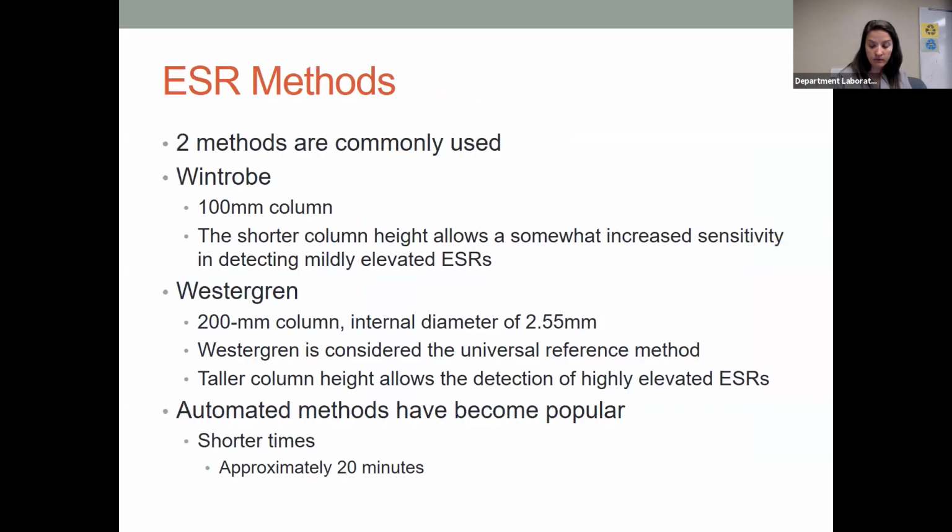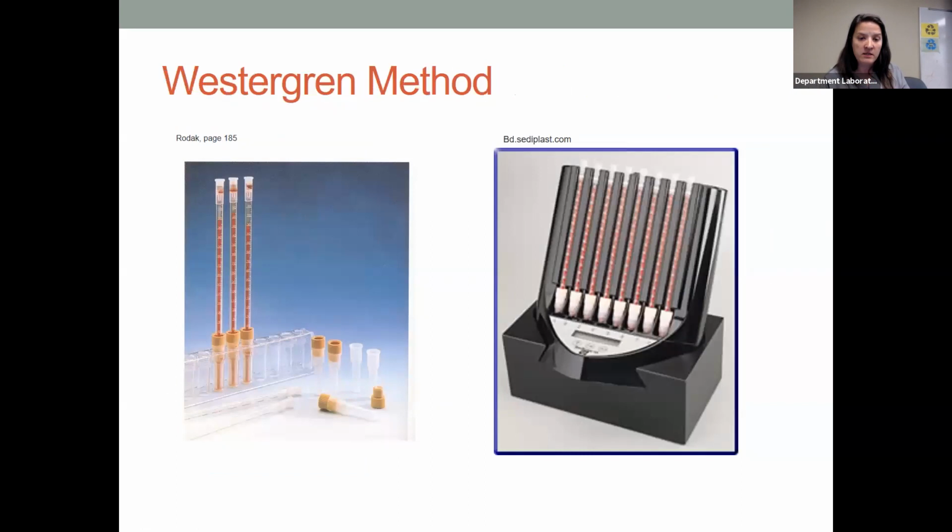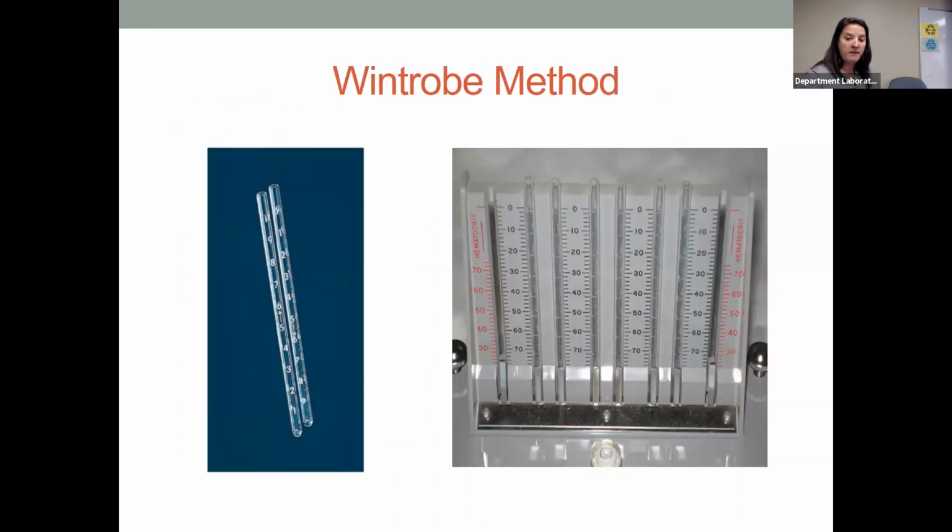All right, so there are always some interfering factors, okay? So you want to make sure this test is set up appropriately. If you notice in the Wintrobe method, this is actually a little vertical rack, and these columns sit in the racks. If you can see them right here, the columns are in there, right? Notice that they are perfectly vertical. If you have any variance, maybe that tube is tilted a little bit, it could falsely elevate your ESR, meaning that those cells are going to fall out quicker than they normally would. Okay, so that's an interfering factor. You want to make sure that it's perfectly vertical.